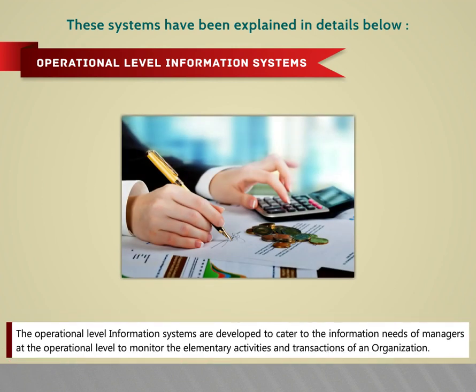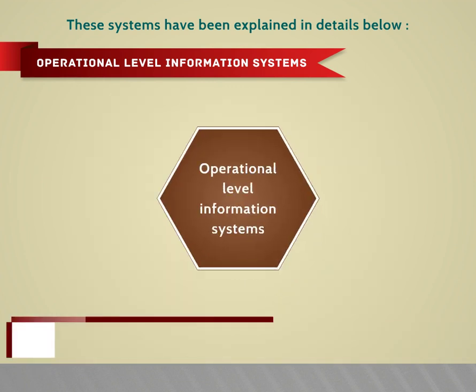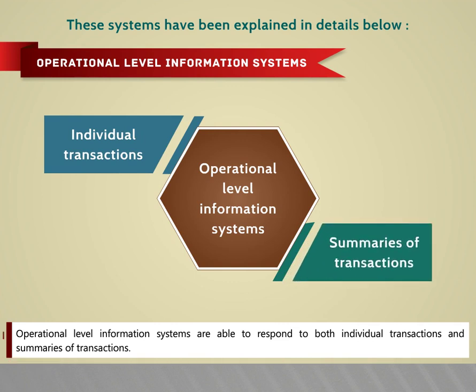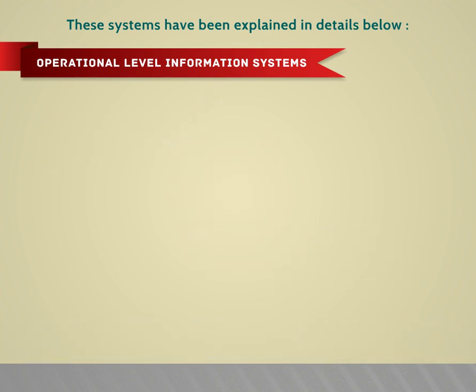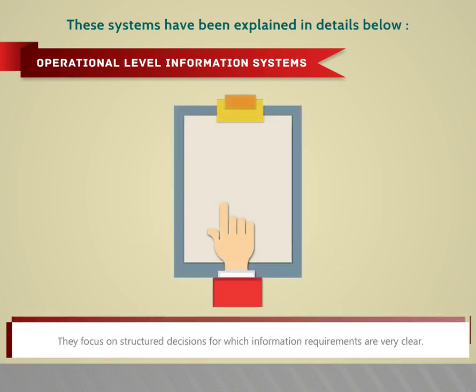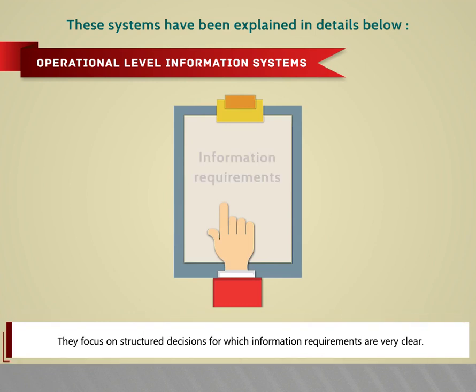The operational level information systems are developed to cater to the information needs of managers at the operational level to monitor the elementary activities and transactions of an organization. Operational level information systems are able to respond to both individual transactions and summaries of transactions. These systems support routine decision making. They focus on structured decisions for which information requirements are very clear.